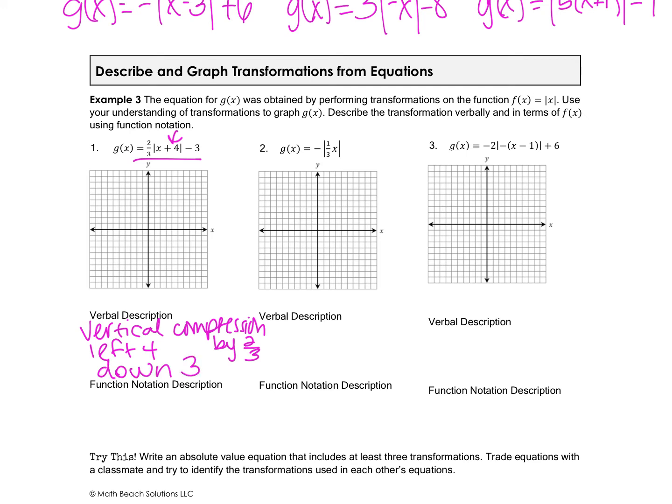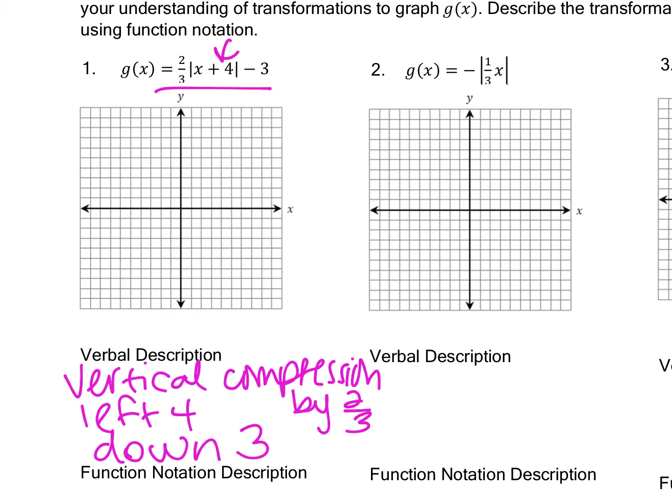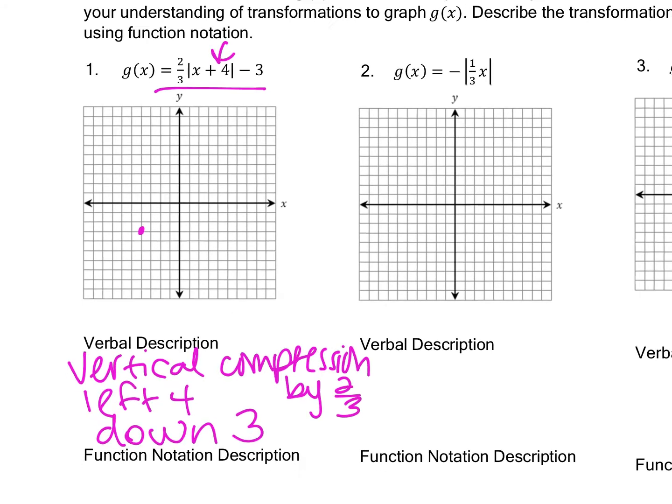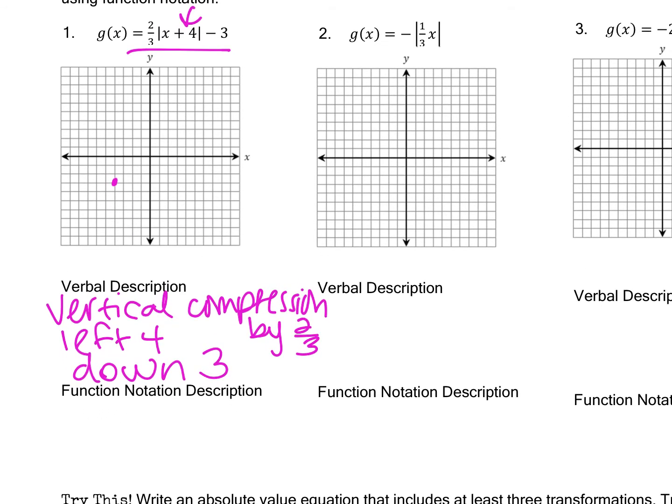So what I would suggest is start with your 0, 0 that you normally have on your parent function and go ahead and shift that point, so it'll be easier. So go ahead and go left 4, down 3, 1, 2, 3. So that's your point of your V. Now you can do your stretch or compression. So make sure paying attention on this part. So this right here, when you have your fraction here, you know you're going to be multiplying it.